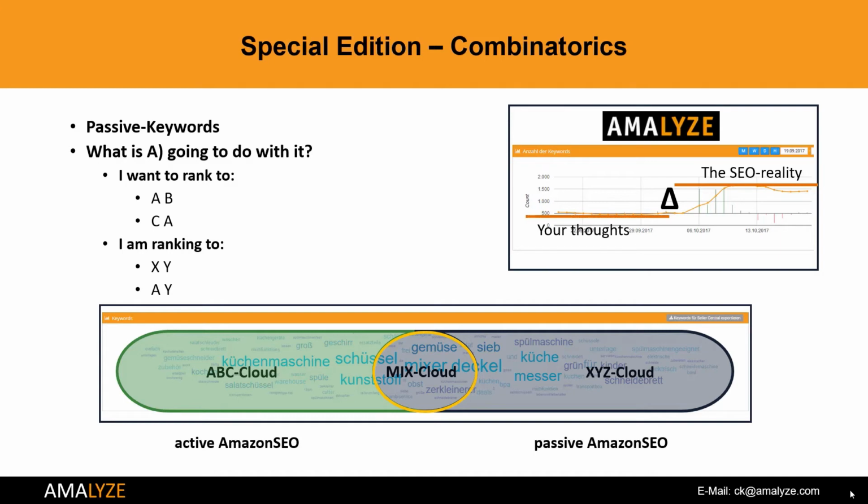You're also ranking for X, Y, AY, and all different combinatorics around relevant keywords, which Amazon gives to your listing because of the other words your listing also includes. And that means, in a short little picture, you have your ABC cloud, that's your active Amazon SEO, where you want to be shown. And then we have the XYZ cloud based on category and also the customer interaction on your listing, how they come to your listing, and the way they go from your listing to other listings, which also makes it possible to be shown for other keywords and phrases. And then we have a mixed cloud between your active Amazon SEO and your passive SEO words, which are also combined with each other.